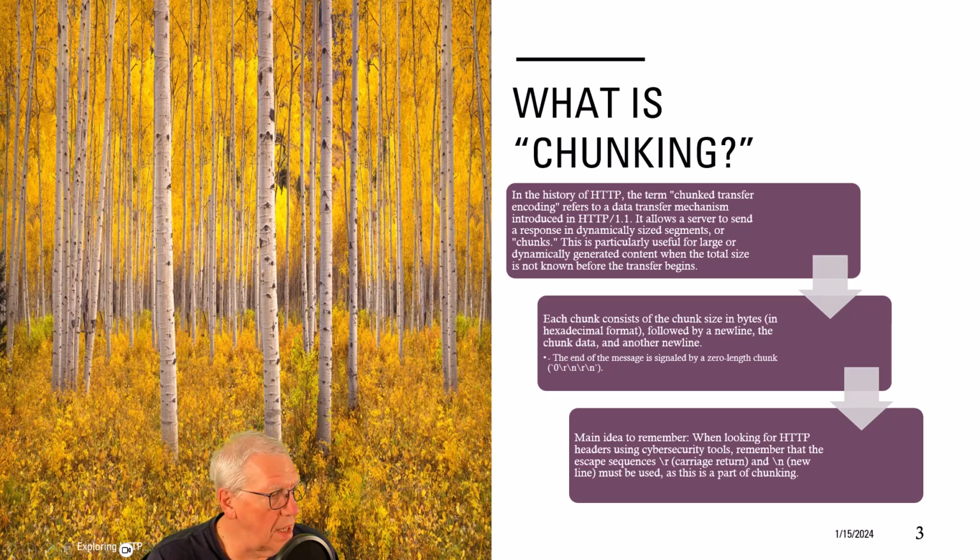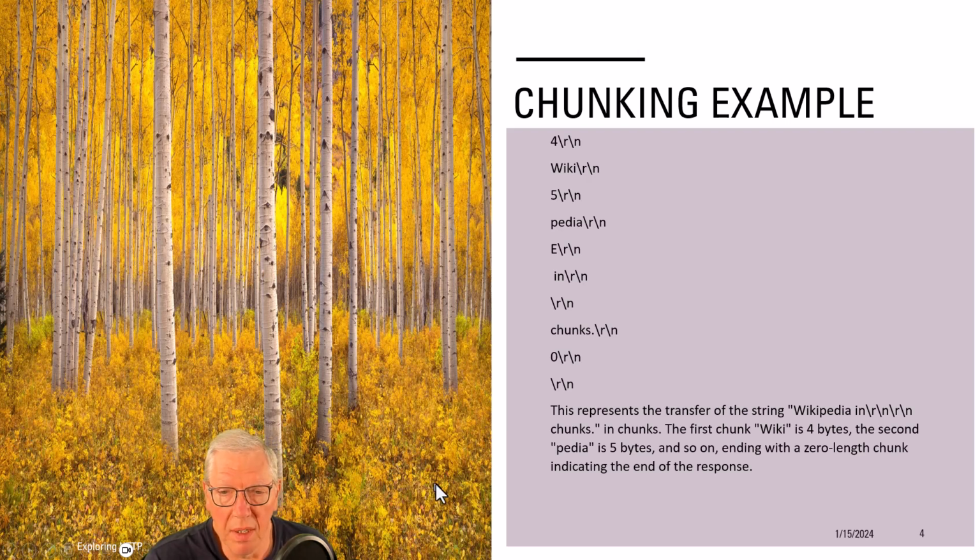So I'm going to move to the next slide here. Here's an example of what it looks like. Now suppose that we took the word Wikipedia, this title here, and we said that we want to chunk that. What we would do is start out by saying that there is one chunk of length 4. So it's going to have 4 characters in it, and we give it a carriage return new line, and then we type in the word wiki, carriage return new line. Then we tell it we have another section of length 5, carriage return new line, pedia, carriage return new line, and then we have e, carriage return new line, and you get the idea here. And then we end the entire thing with a 0, carriage return new line, carriage return new line.